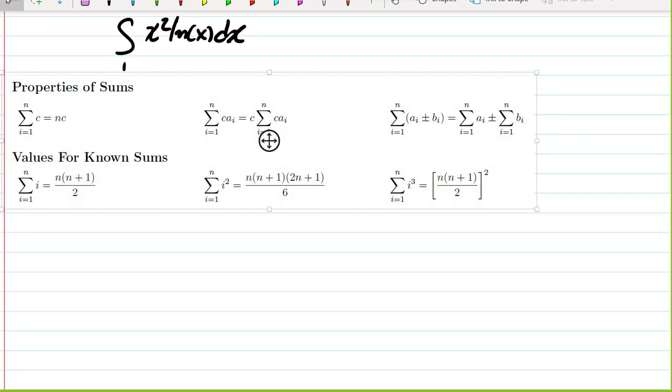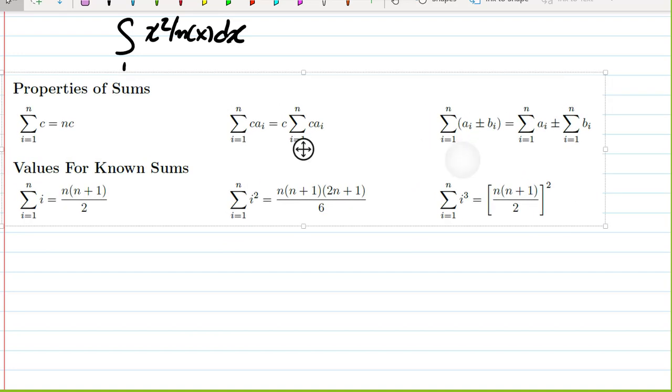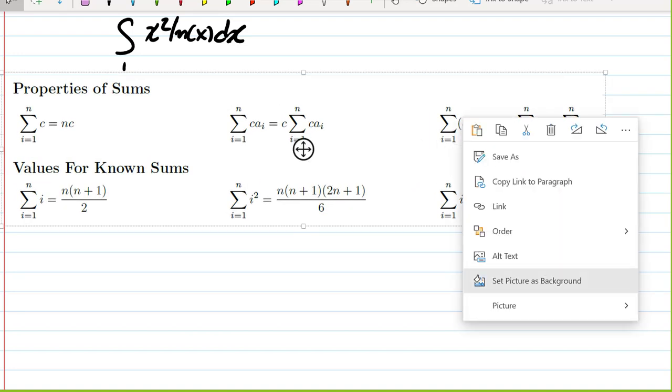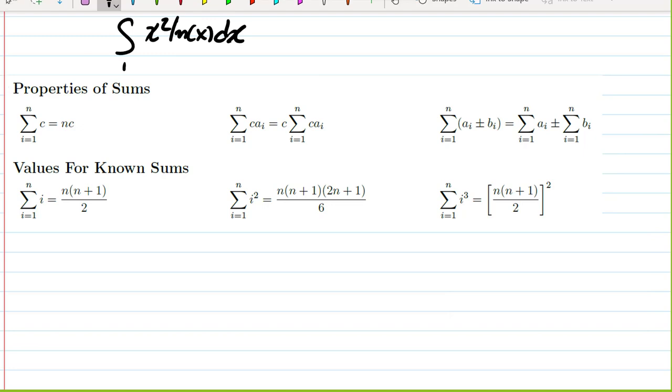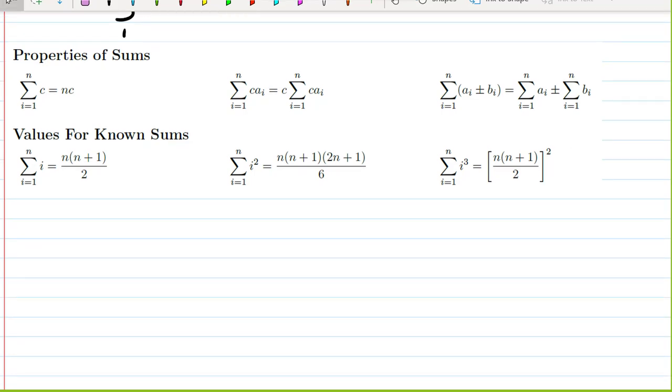So we have the property of sums that if we have a constant and we add the same constant to itself, repeated addition is multiplication. So the sum as i goes from 1 to n of c equals n times c, because that's just saying add c to itself n times, which is the multiplication problem nc.